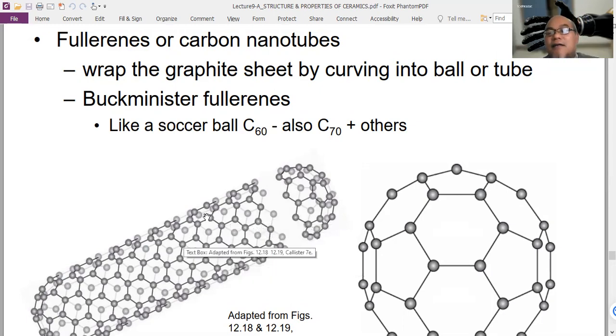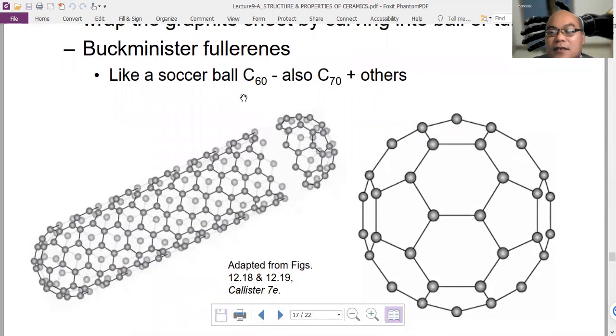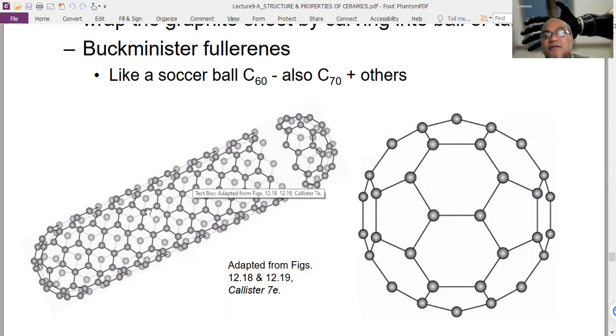It is basically like a graphite layer, a graphene layer, which is being wrapped into a tube, a structure like this. And this is Buckminster fullerenes, which has a structure like a soccer ball, either C60 or C70, depending on the number of carbon atoms that make up the ball. And carbon nanotubes are also conductive, because they still have that pi electron bonding.